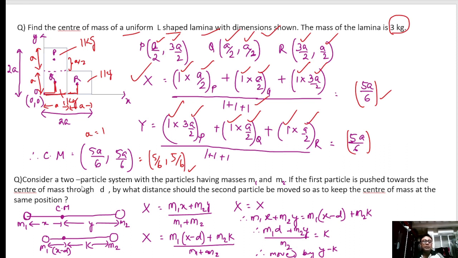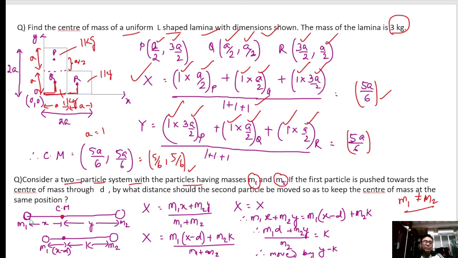Next, consider a 2-particle system with particles of masses m1 and m2. The first particle is pushed towards the center of mass through D. Because the masses are different, we know that m1 is not equal to m2, so the centers of mass are not the same.